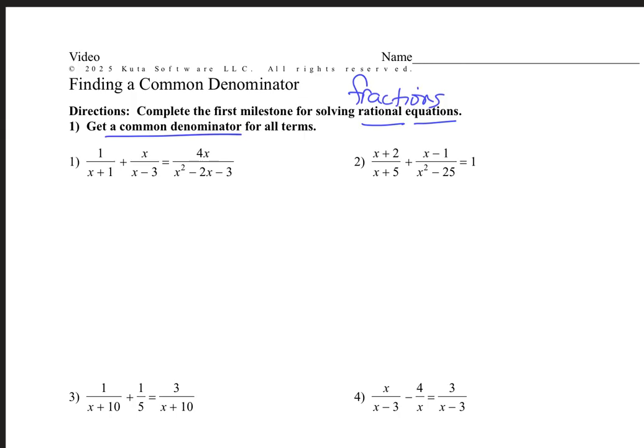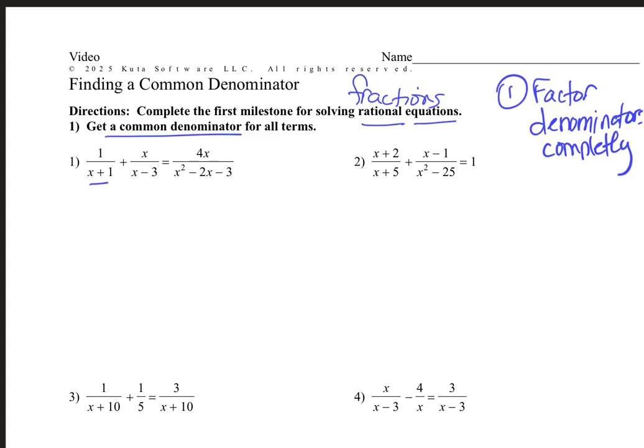So what we're going to do is get a common denominator for all the terms. So I'm going to go through the process of finding a common denominator, how I go about doing it, and then after that, the solving is just solving like we've been doing, okay? So the idea here is the first thing you want to do is factor denominators. So we're going to factor the denominators completely.